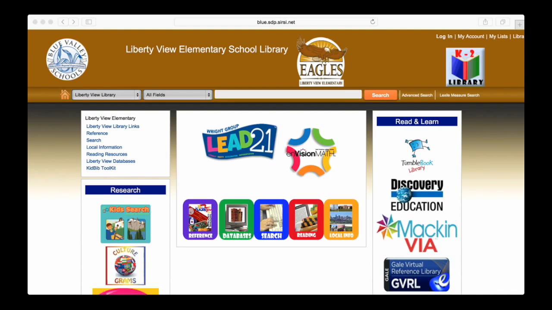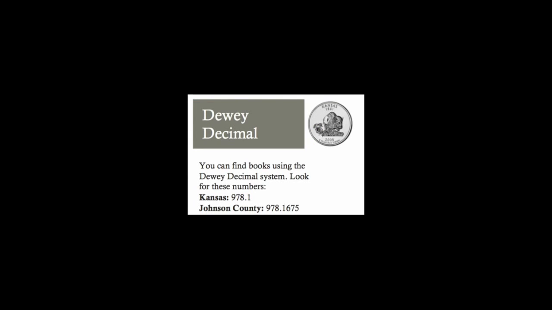If you enjoy browsing the shelves for books on Kansas or Johnson County, Kansas, look for the following Dewey Decimal numbers: 978.1 for Kansas and 978.1675 for Johnson County. Other books on Kansas will start with 978.1 and will have other numbers following that. So it'll be 978.1 and then whatever numbers follow.